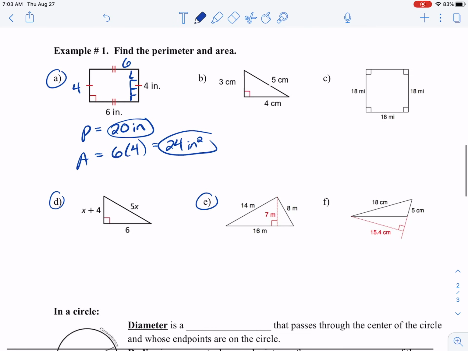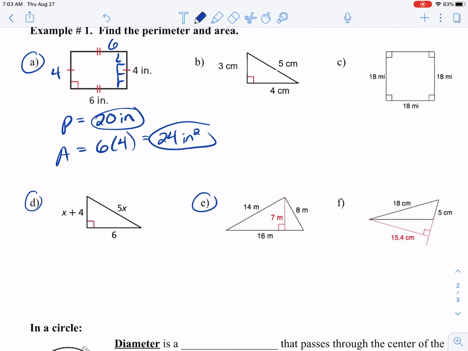Okay, let's go look at example D. It's okay if we have expressions instead of whole numbers representing our lengths. So for perimeter, we can just add all these expressions, x plus 4 plus 5x plus 6. And then we're just combining like terms, 5x and x, 4 and 6, we get 6x plus 10. No units here, it's just the expression that represents the perimeter of this triangle.